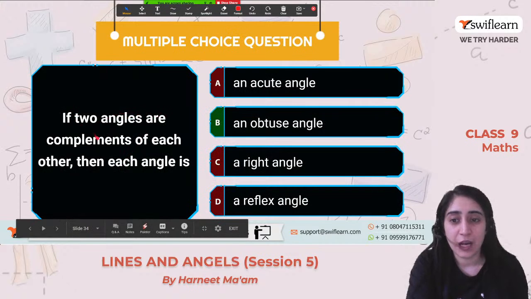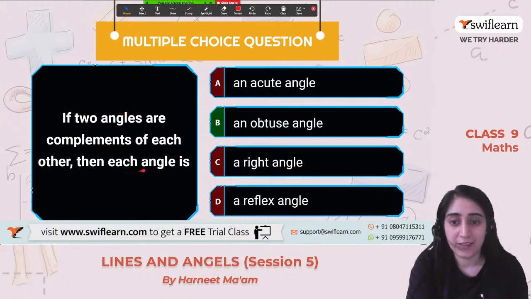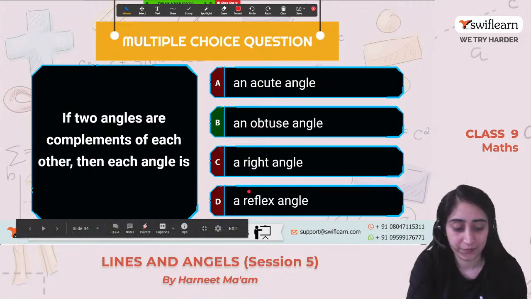So moving on to the next one. If two angles are complements of each other, then each angle is an acute, an obtuse, a right angle, or a reflex angle.